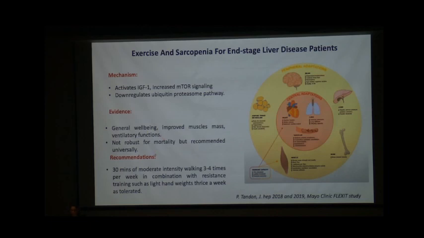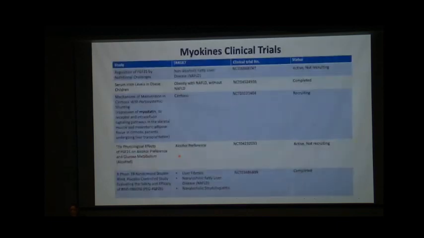So recommendations by a Mayo Clinic Flexit study, there should be 30 minutes of moderate intensity walking 3 to 4 times per week in combination with resistance training, such as light hand weights thrice a week as tolerated by the patient. So myokines are also in clinical trials.